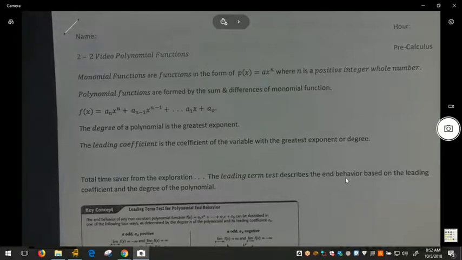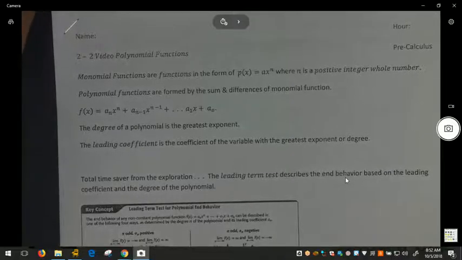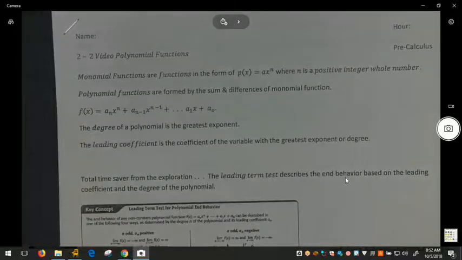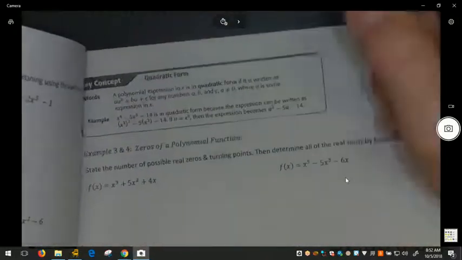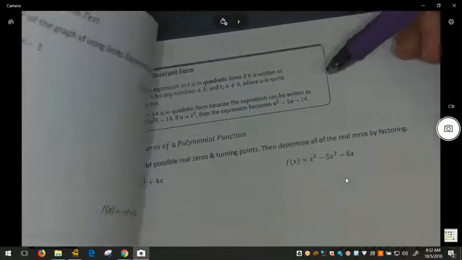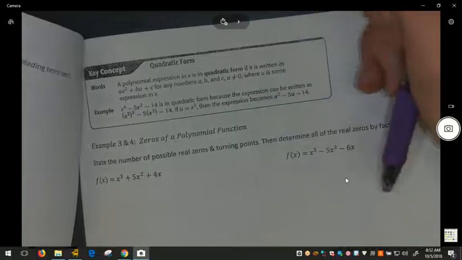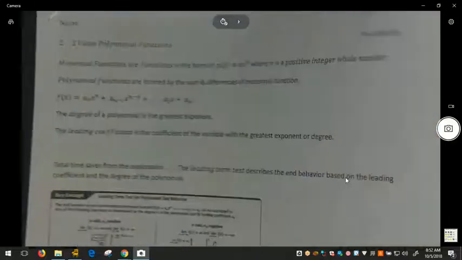Welcome to Pre-Calc Lesson 2.2, Polynomial Functions. We're looking today at the leading term test for polynomial end behavior, something that you learned in Algebra 2. We're reviewing it here. And our other learning target is to know the number of possible zeros and turning points when we look at the polynomial equation.